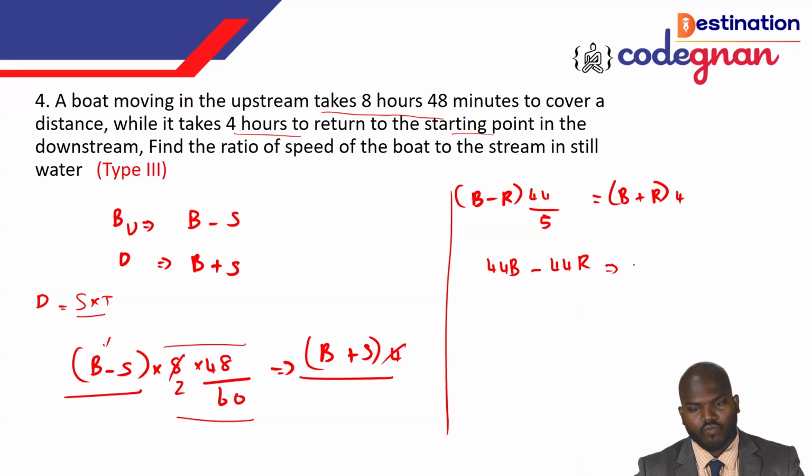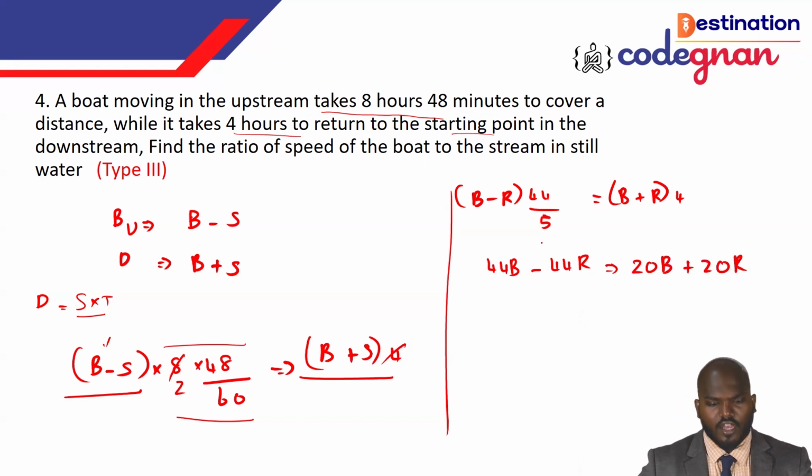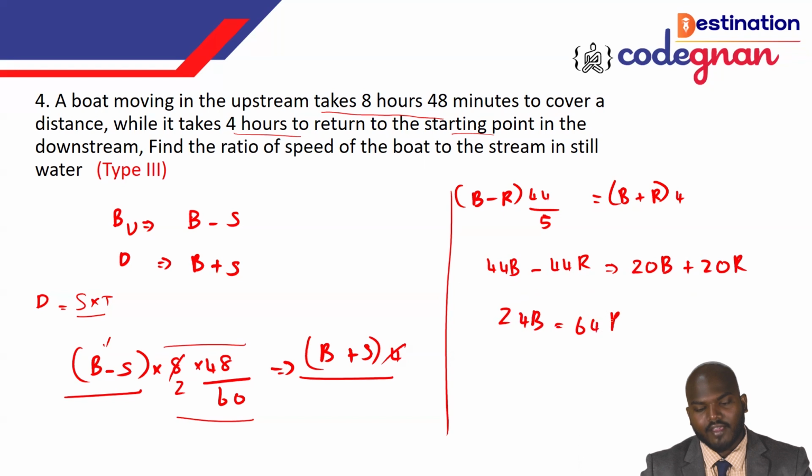And this side, it will go for that closely, the 20 will come there. So if you're taking the denominator on the right side in the product, you can call that 20B plus 20R you will get there. And if you're taking the value again, it will give you one side as 24B and another side, it will give you the value like 64 times R, you will get this one.